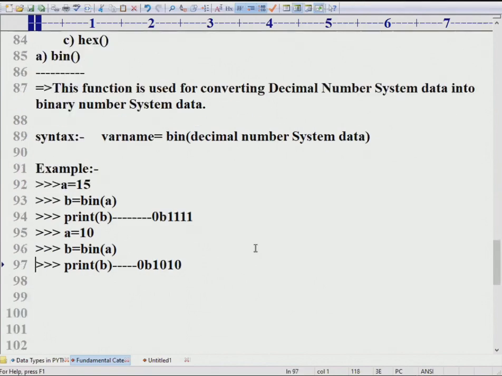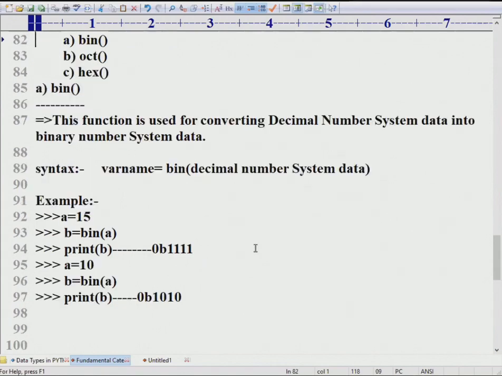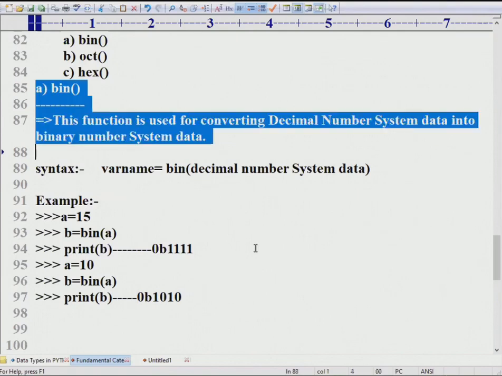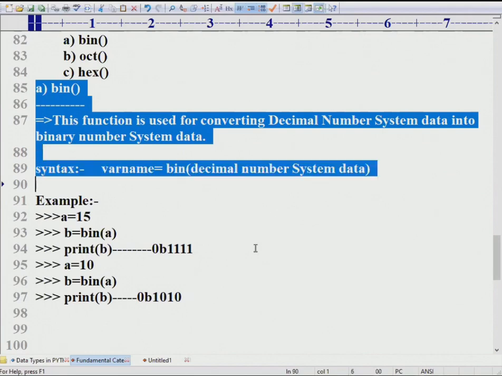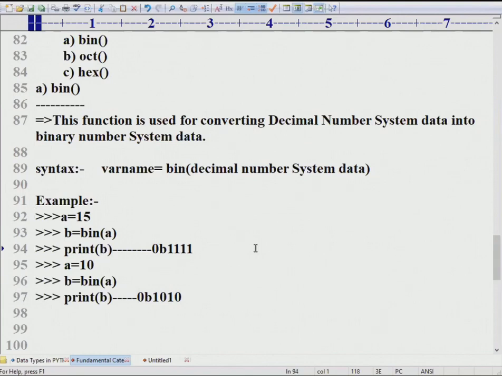Next, which function am I going for? After this function, I am taking the oct function. Very simple. You tell me, what is the purpose of the oct function? Converting decimal number system data into octal number system data. What is the syntax? Variable name is equal to oct of decimal number system data. So it's easy for you. Write down that also: oct function.